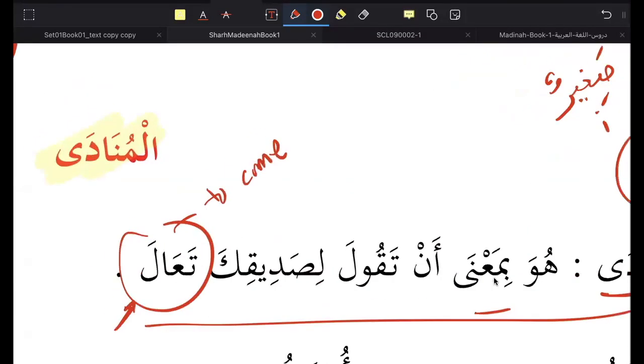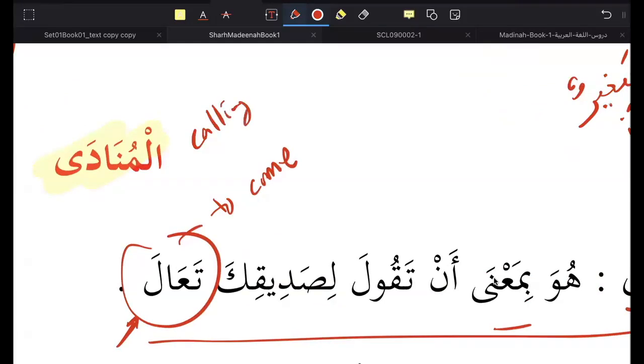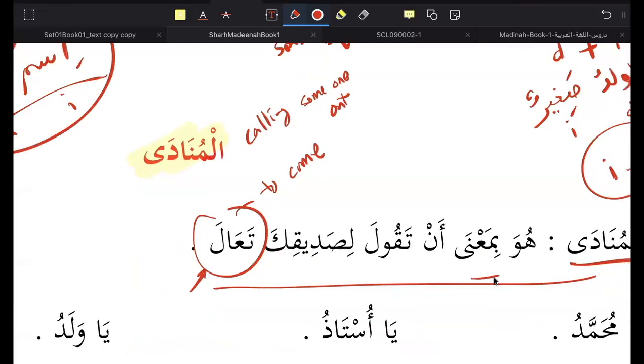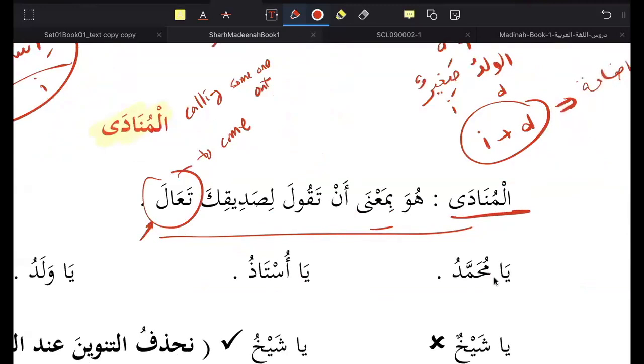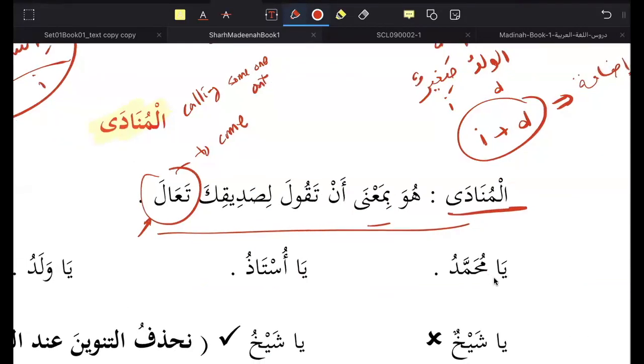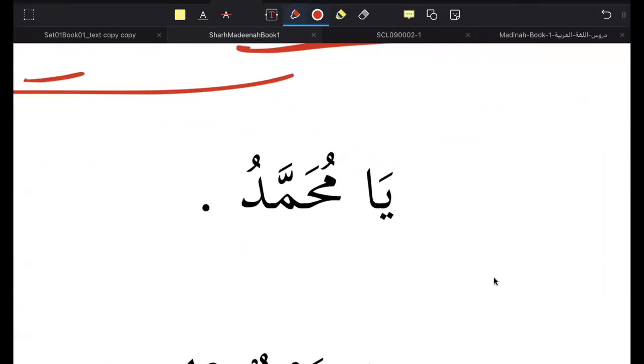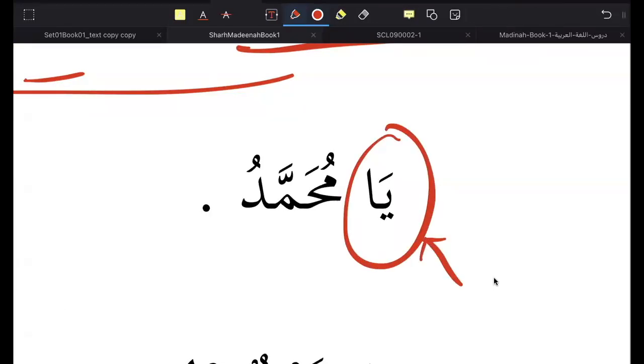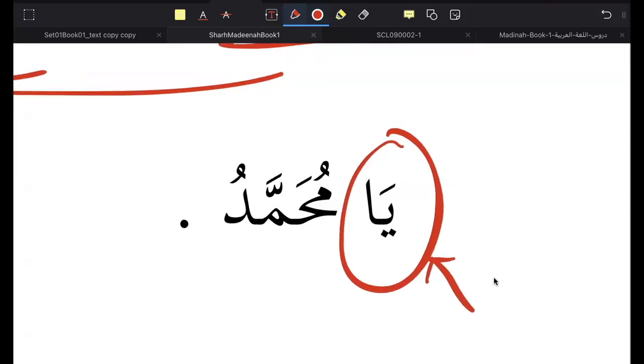Okay, munada is just calling someone out. In English, we say Muhammad, come here. So this is you calling Muhammad. You understand? So how do we call someone? The way we call someone in Arabic is by using ya. There are other words, but by and large, like 99% of the time we use this word. So we say Ya Muhammad. In English, we say Muhammad, come here. But in Arabic, we'll say Ya Muhammad, ta'ala. So we'll use the Ya Muhammad.